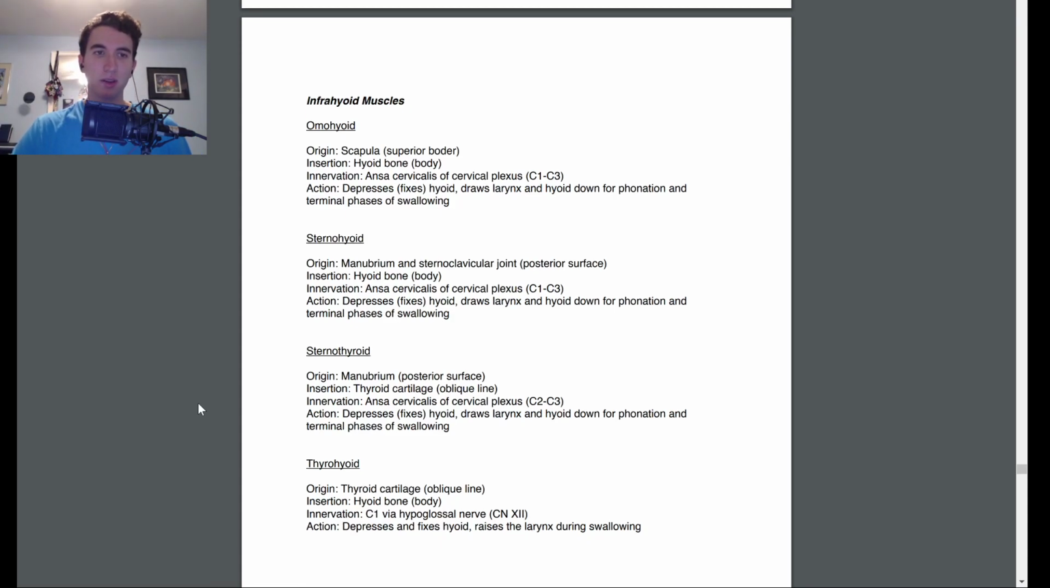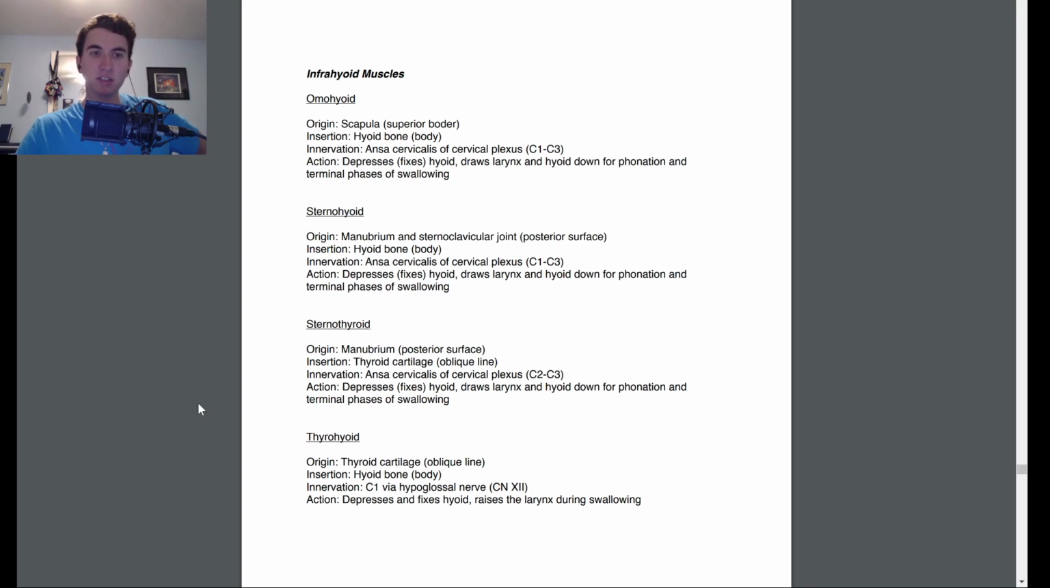Starting with the omohyoid. The origin is the scapula, the superior body, and it inserts at the hyoid bone at the body. Innervation is done by the ansa cervicalis and cervical plexus from C1 to C3. And the action is that it depresses and fixes the hyoid, draws the larynx and hyoid down for phonation and terminal phases of swallowing.